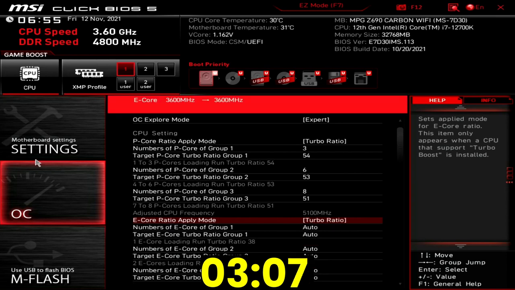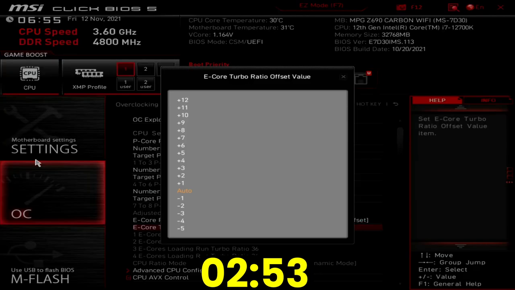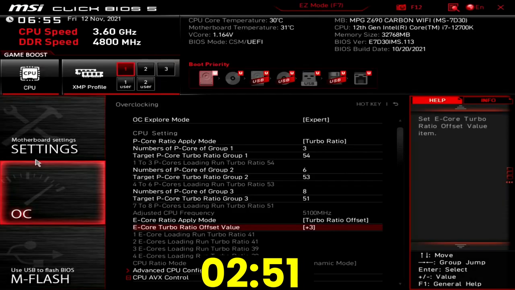Set E-Core ratio apply mode to turbo ratio offset. This also enables us to configure a dynamic E-Core overclock. We use MSI's predefined profiles, which offset the E-Core maximum turbo ratio by 3 bins over default. Set E-Core turbo ratio offset value to plus 3.